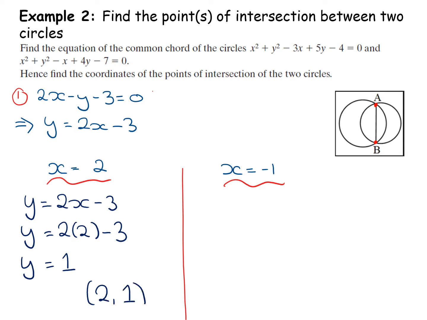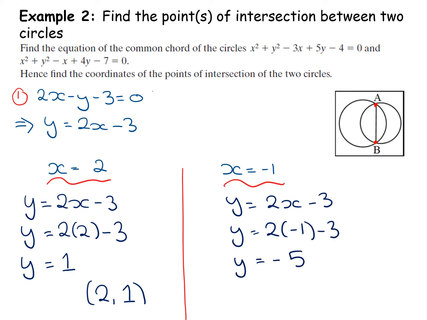Then working around x is equal to -1, y is equal to 2x minus 3 again. So y is equal to 2 times -1 minus 3. So y is equal to -2 minus 3, that is -5. So we get a final answer of (-1, -5). And there are our points of intersection of the two circles. Now I did use the first circle when I worked through this process, but you should get exactly the same answer if you work through with the second circle.